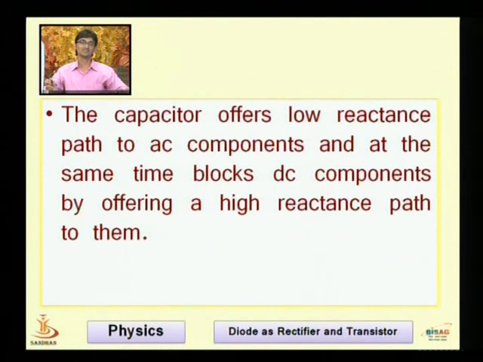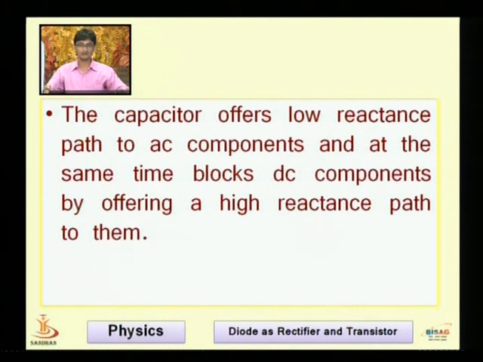Now why is it like this? Let me clear. The capacitive reactance is given by the formula XC equal to 1 upon 2 pi FC. If it has a frequency component, it gives very high resistance, and if it does not have a frequency component, that is DC, it gives very low resistance. The capacitor offers a low reactance path to the AC component means what?